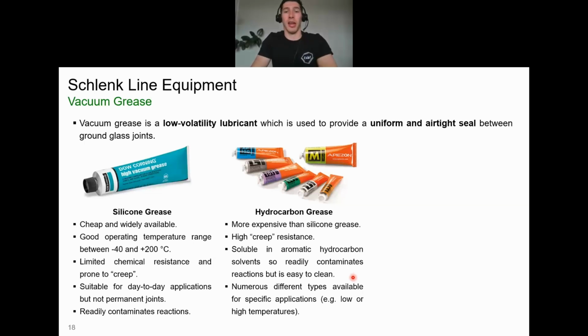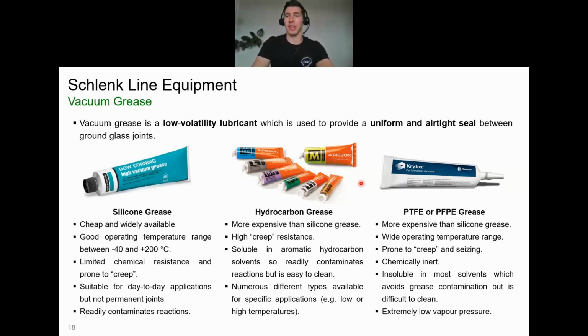As seen in the picture here, for one particular brand, there are numerous different types available. Some are low temperature specific, some are high temperature, some are more for long-lasting permanent joints that you don't want to seize. So always keep in mind that for certain applications. But this is what I would use for double oblique stopcocks.